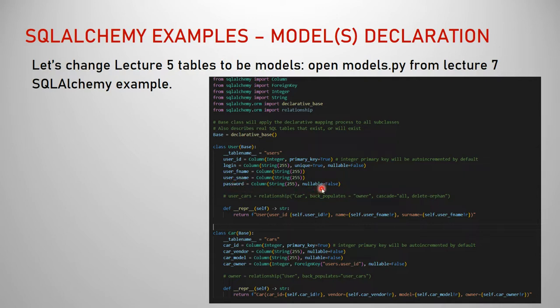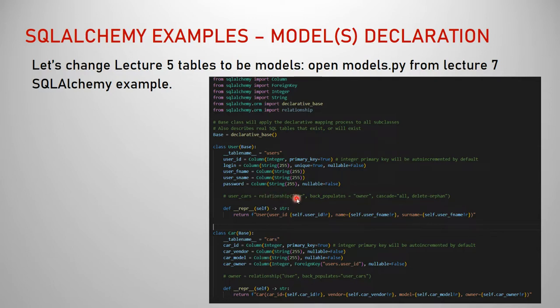So nullable means it cannot be null. Nullable false means the column value must not be empty. And here, guys, we can create a relationship. I've just commented it for this example because I don't need it here. And you can see that I can refer to the cars table using the relationship.